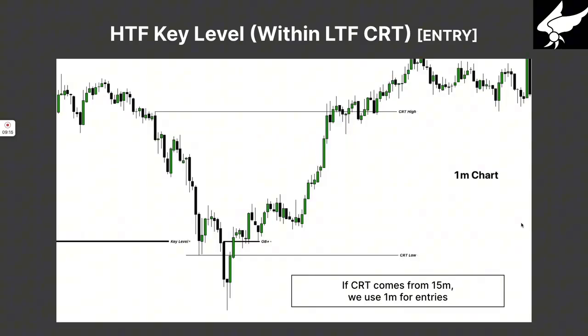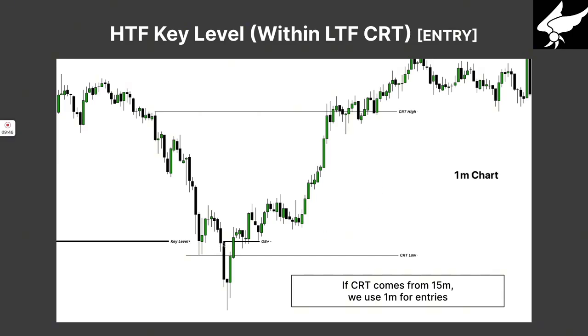Let's look for the entry. Now we're on the 1 minute. Why are we on the 1 minute? Because the CRT formed on the 15-minute chart. So if you see a CRT form on a 15-minute chart, you want to use the 1-minute chart for your entries. This right here is sauce. This is basically going to help you align your charts to enter your trades properly.